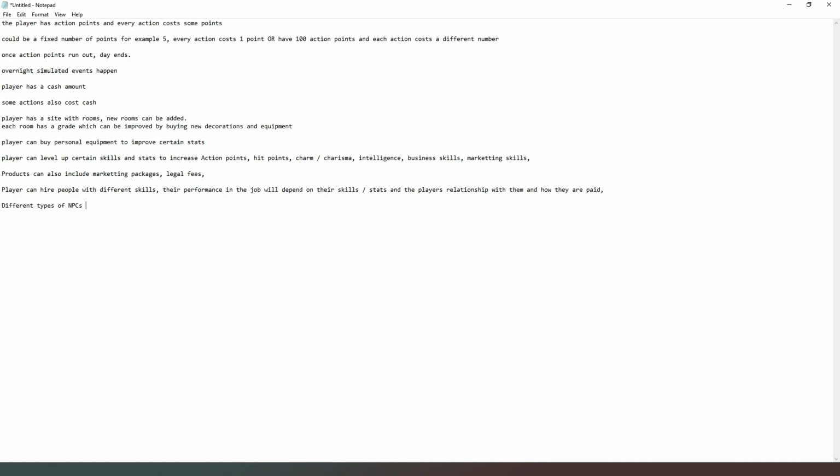Different types of NPCs. So you'll get different areas of different skill sets, like engineers, salespeople, and so on. So you need to hire different types.